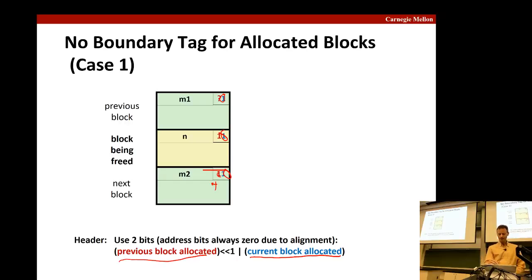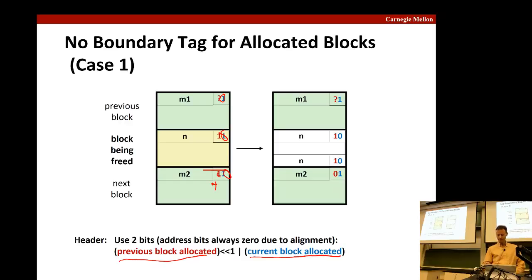So what do we see here? We free this, so this is now unallocated. Now we look at this bit here, and this bit was a 1. That means that the previous block was allocated, and that's indeed what we show here because it's in green. And so we know we don't have to do any coalescing backwards, so we leave that as a 1.